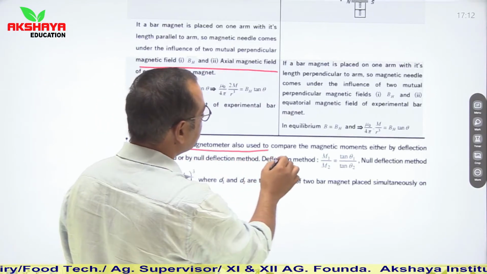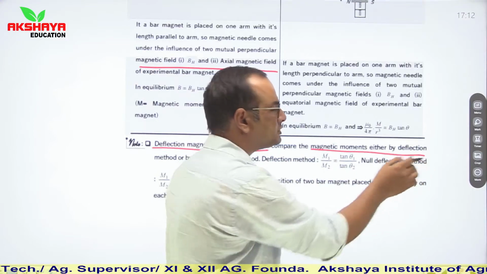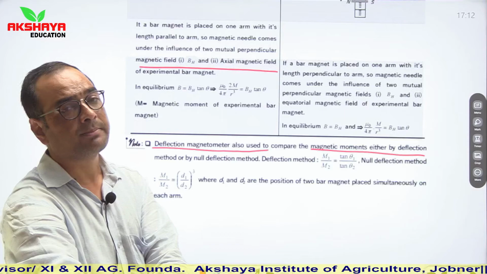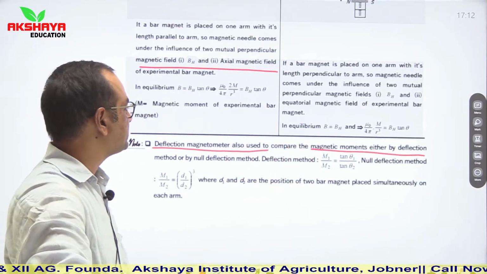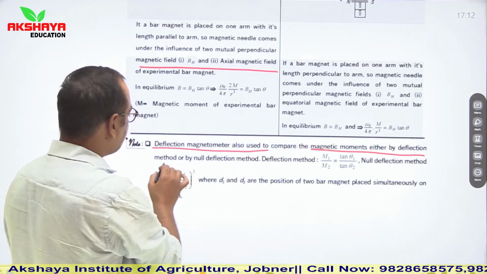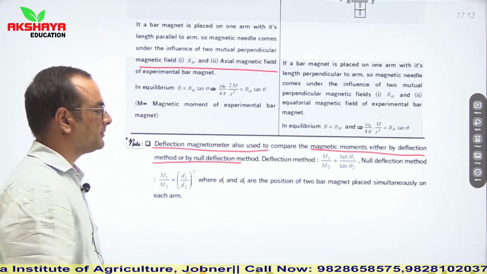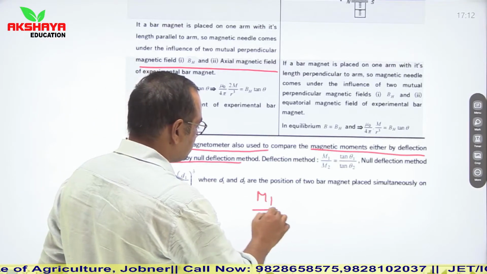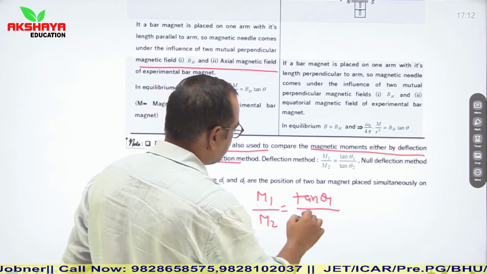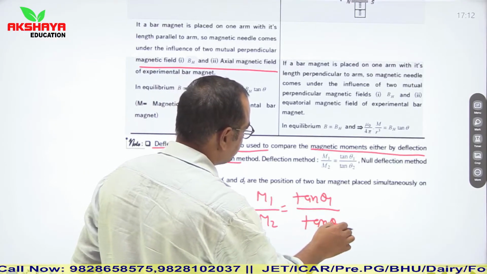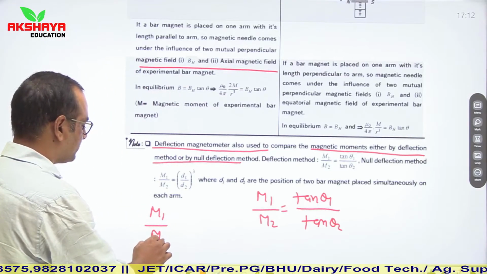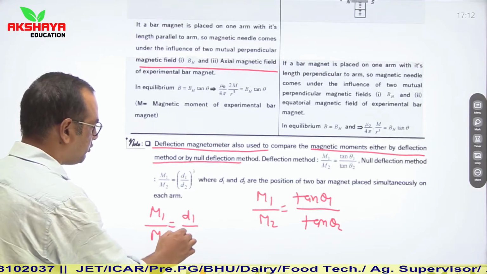The deflection magnetometer is also used to compare magnetic moments of two magnets, either by the deflection method or by the null deflection method. Clearly, m1 upon m2 is equal to tan theta 1 upon tan theta 2; keep this relation in mind. In the null deflection method, m1 upon m2 is equal to d1 upon d2 whole square.